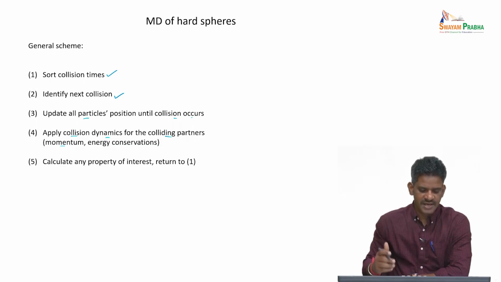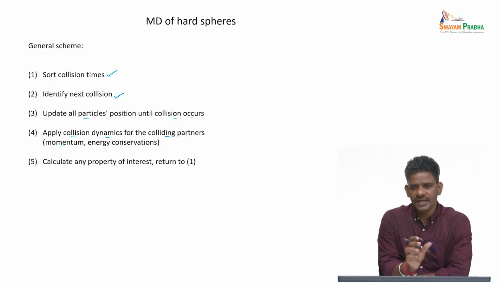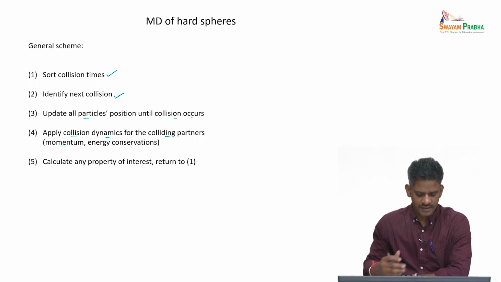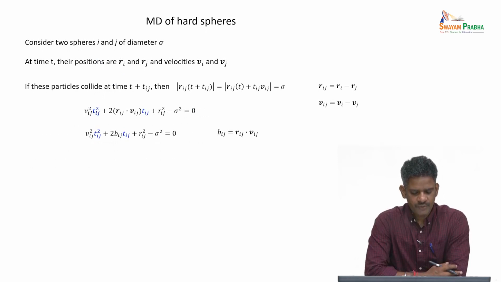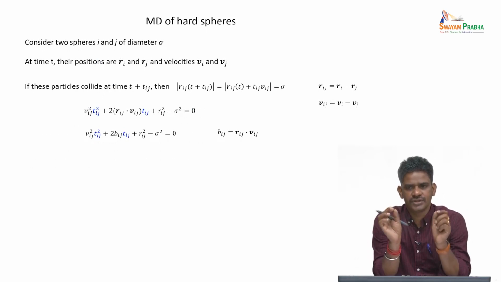Okay, and time can also advance, because every time we make a jump of the collision time of the least value, and we will see all these things in detail. So now we are going to take just a pair of particles i and j, and then we look at what is the condition under which they will undergo collision or not.